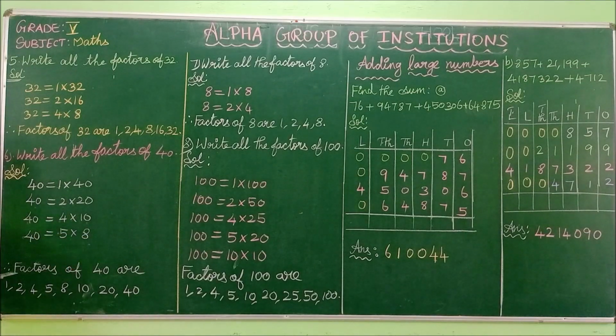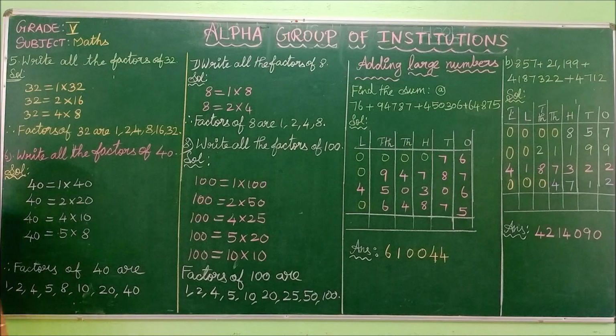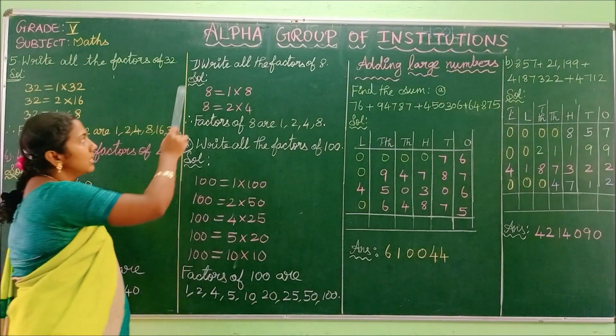Now we are going to write the factors of 40. What are the factors of 40? 1, 2, 4, 5, 8, 10, 20, 40. So in total how many factors? 1, 2, 3, 4, 5, 6, 7, 8 factors. So 40 has 8 factors. That is, you can divide 40 by these 8 numbers without remainder. Okay.